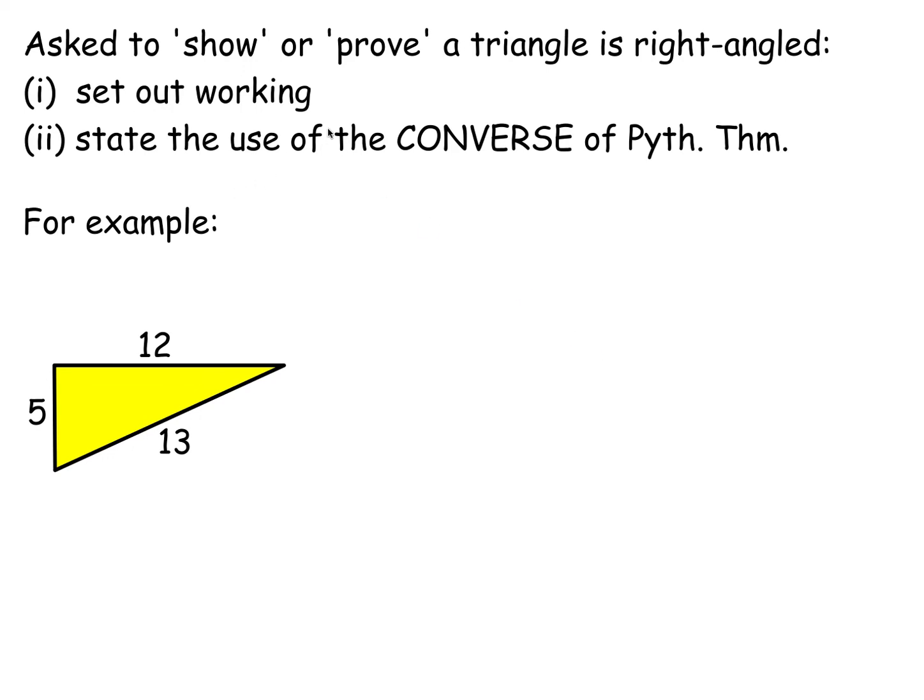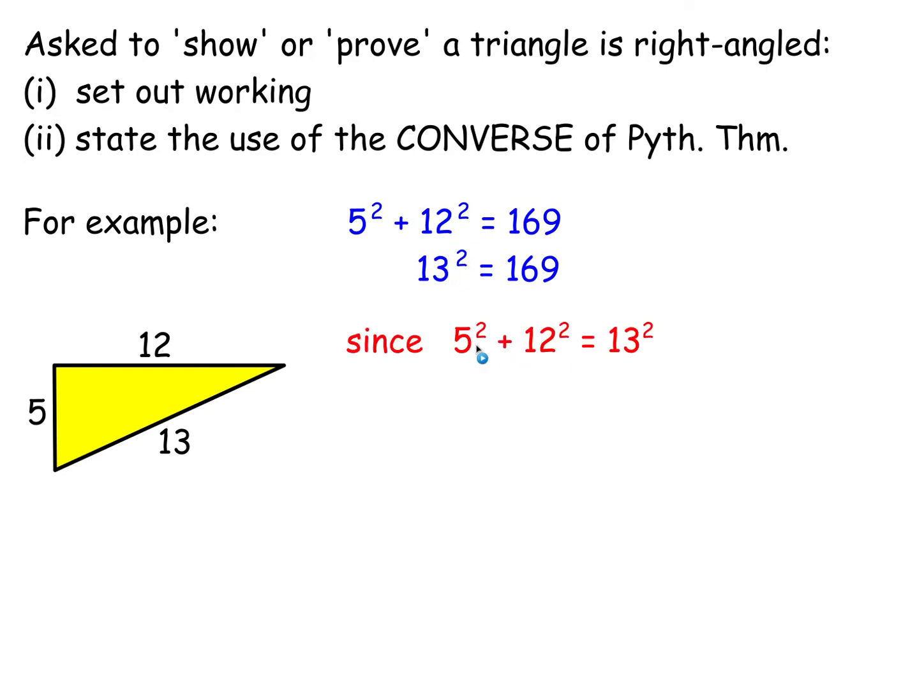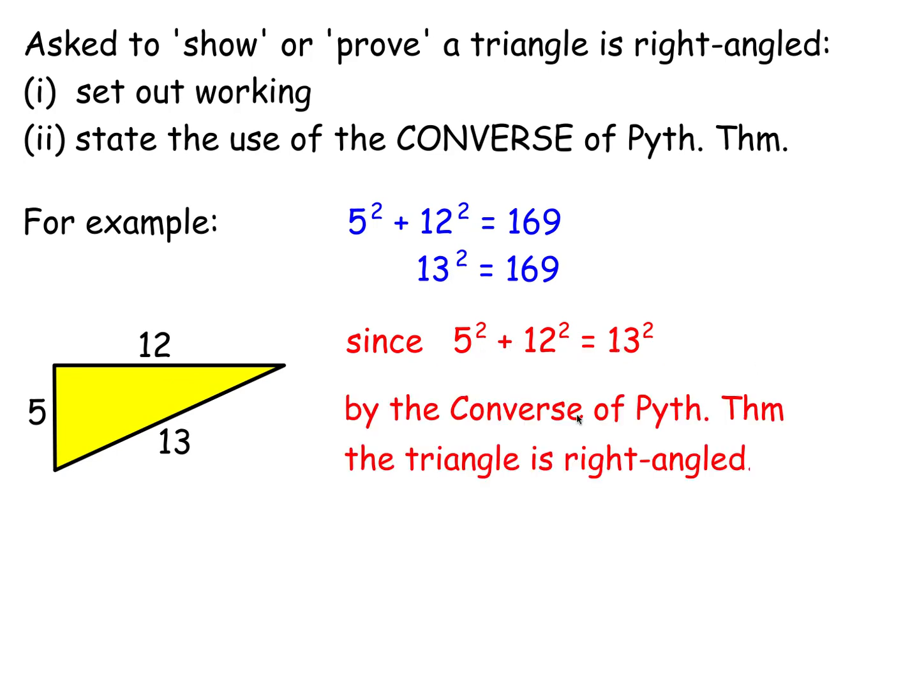So when we are asked to show or prove a triangle is right-angled, we need to set out the working, and we need to state that we're using the converse of Pythagoras' theorem to show a triangle is right-angled. So in this example, the 5, 12, 13, you show the working to show 5 squared plus 12 squared is equal to 13 squared, and you make the statement, since 5 squared plus 12 squared equals 13 squared, by the converse of Pythagoras' theorem, the triangle is right-angled.